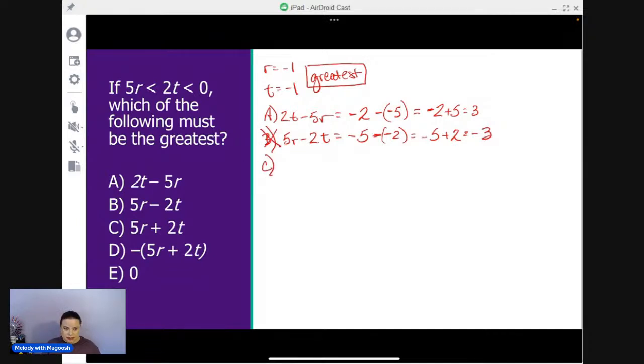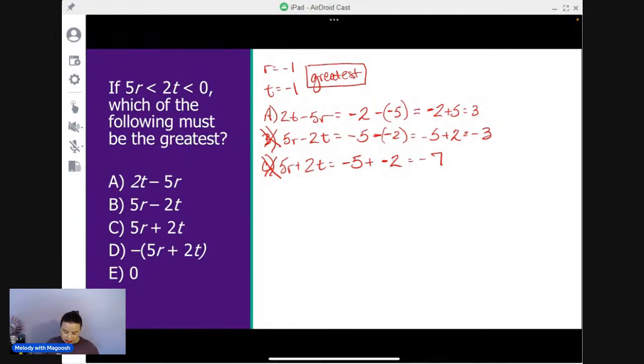Answer choice C, 5r plus 2t. So 5r is negative 5, plus 2t is negative 2. We're getting good at multiplying those by now. Negative 5 plus negative 2 is negative 7. That's even smaller still. So we eliminate C. It's not going to be the greatest.